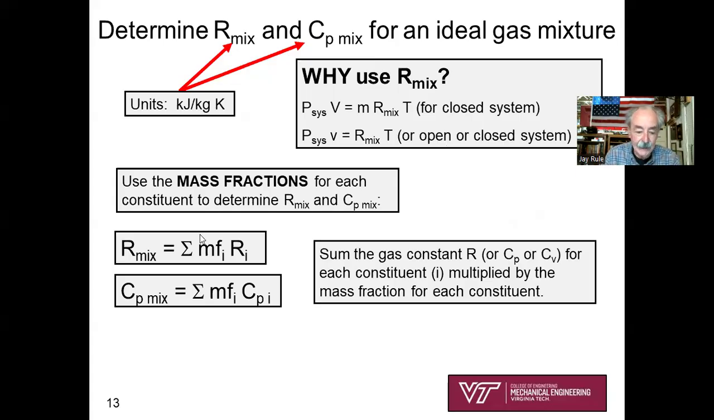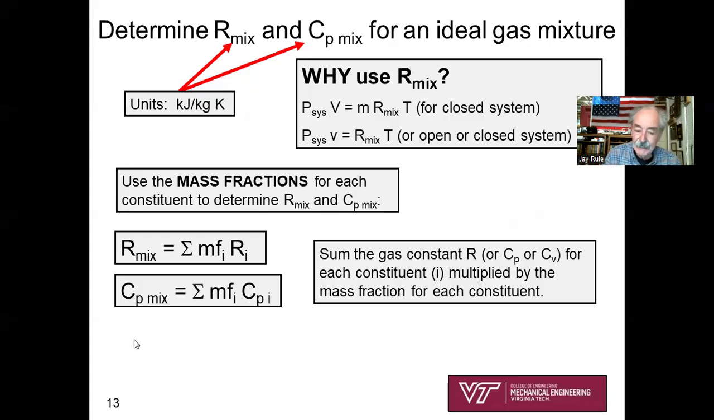And so how will you get that? R of the mixture is simply going to be the sum of the mass fractions of each constituent times R of each constituent. Simple as that. So that's why you need mass fractions. If you're not given mass fractions, you're going to need them. And R is multiplied in kilojoules per kilogram degree K, or foot-pounds force per pound mass degree R, for each constituent.